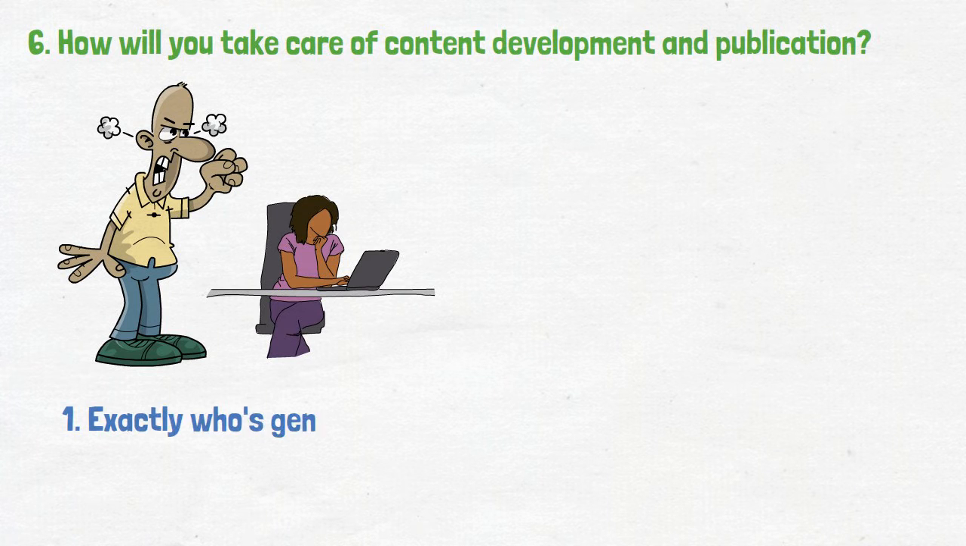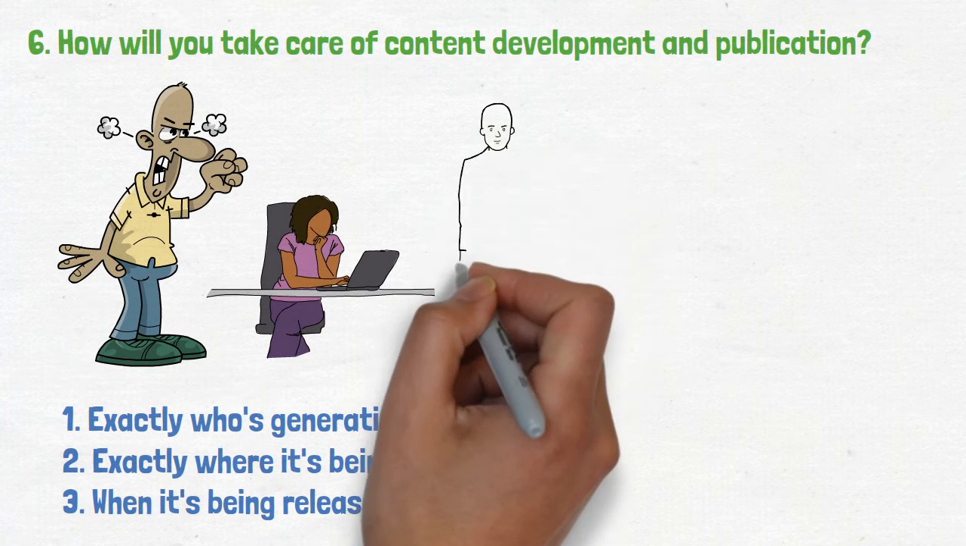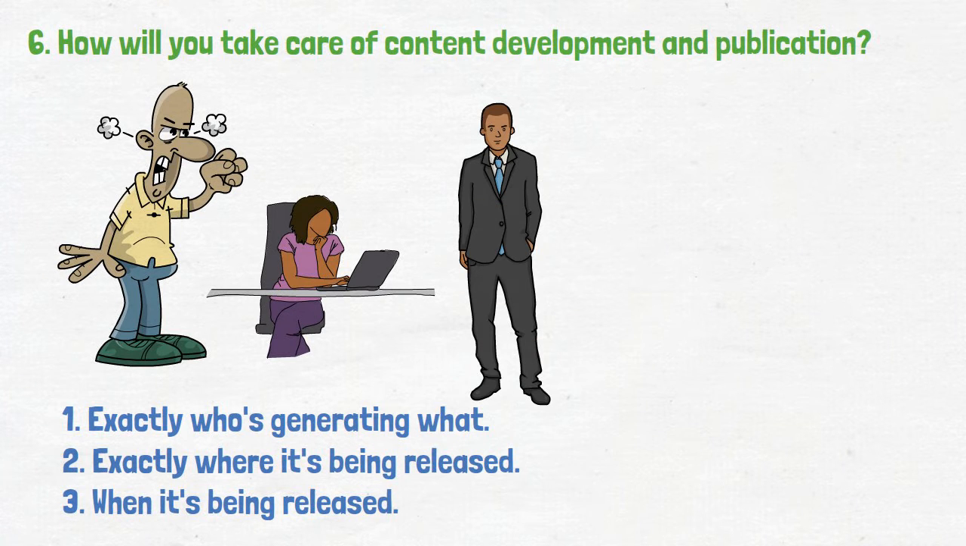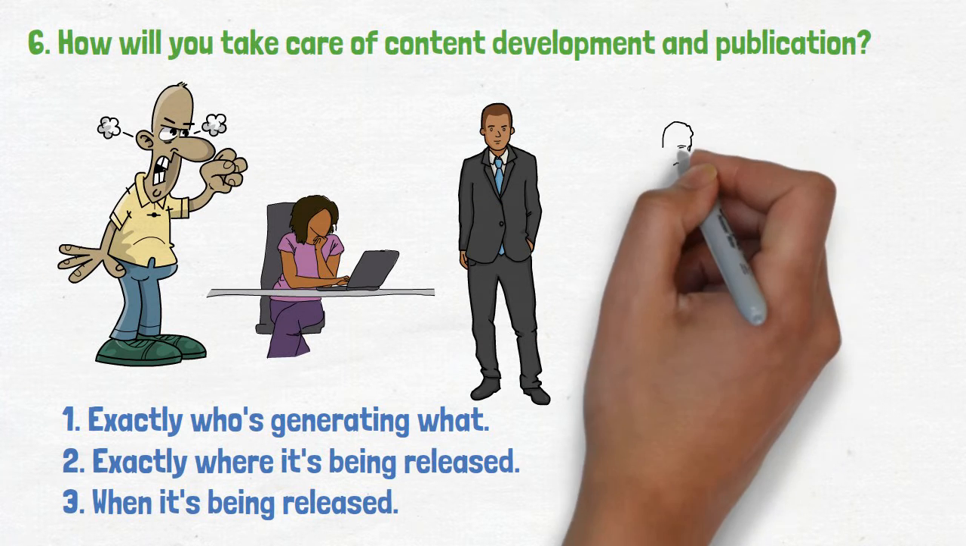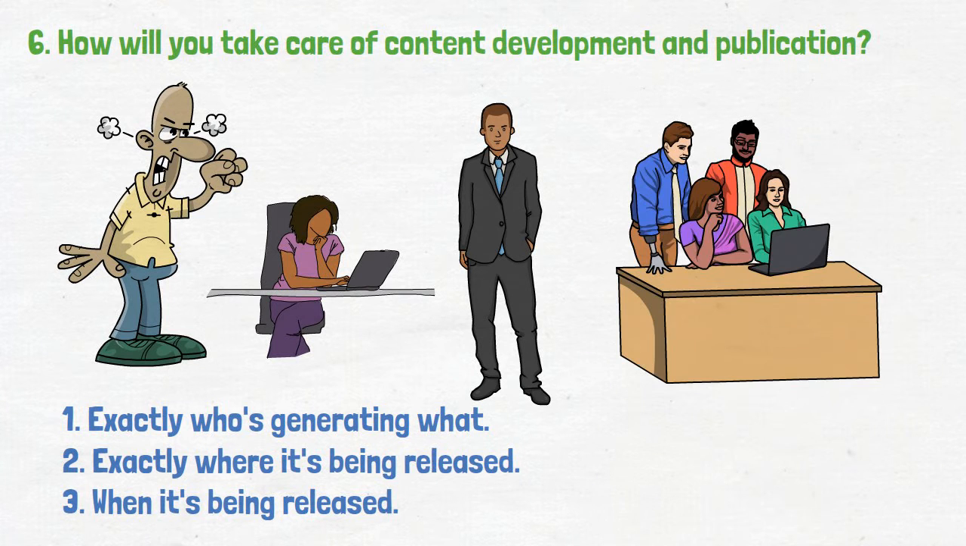1. Exactly who is generating what. 2. Exactly where it's being released. And 3. When it's being released. In a smaller organization, this may be simple enough as you might be the only decision maker. As your business expands, you might need to work together with numerous content teams to determine a reliable method.